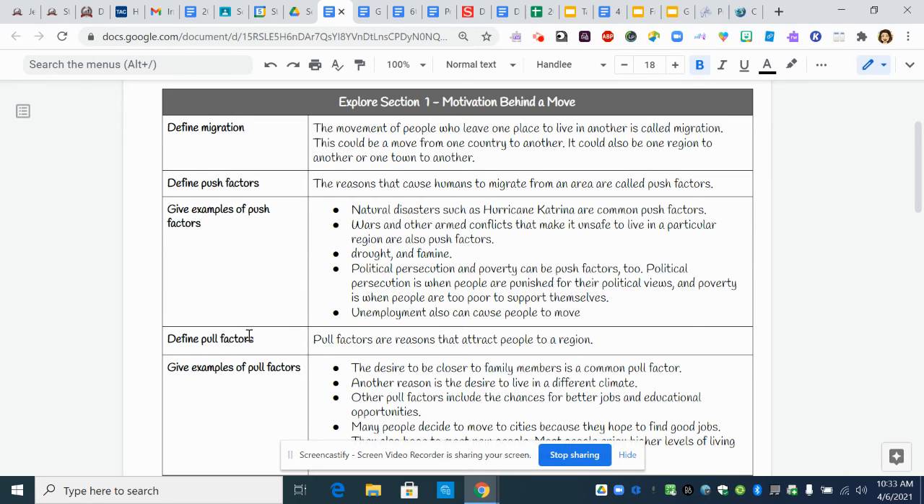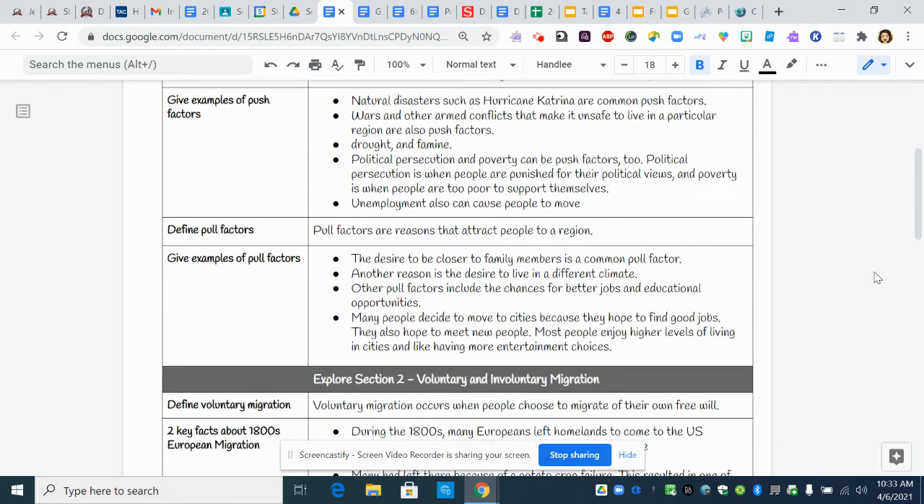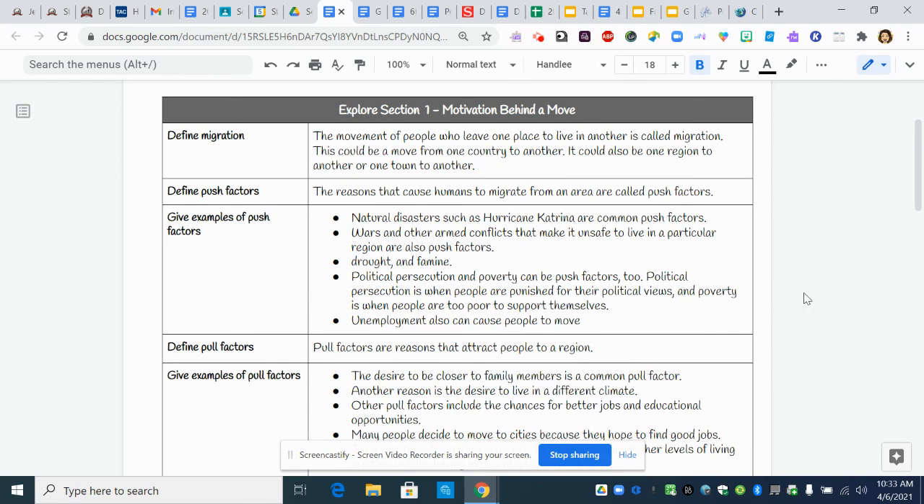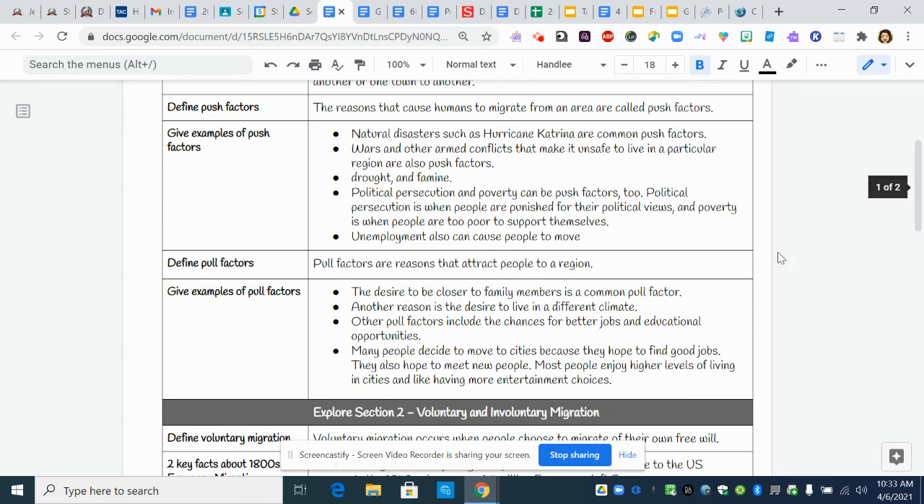Okay, the definition of pull factors. Pull factors are reasons that attract people to a region. Give examples of pull factors. The desire to be closer to family members is a common pull factor. Another reason is the desire to live in a different climate. Other pull factors include the chances for better jobs and educational opportunities. Many people decide to move to cities because they hope to find good jobs. They also hope to meet new people. Most people enjoy higher levels of living in cities and like having more entertainment choices.